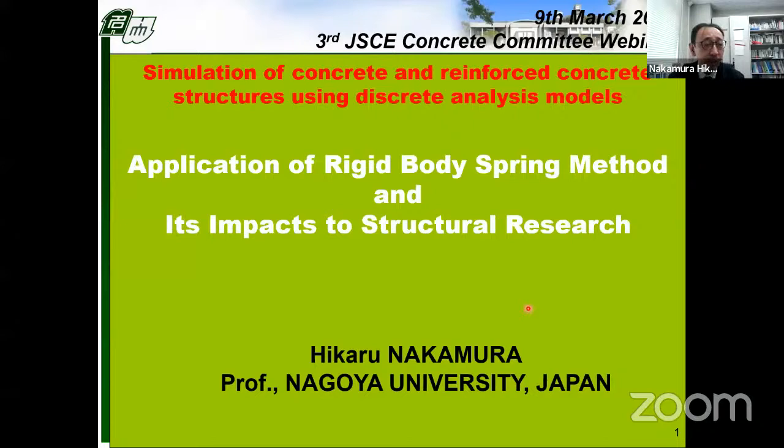All my topics are based on Professor Bolander's research. He presented the very basic and fundamental aspects of the discrete analysis model and the rigid body spring method. Based on his knowledge and development, I apply it to several problems of concrete structures. So today I'm going to talk about the application of the rigid body spring method and its impact on structural research.